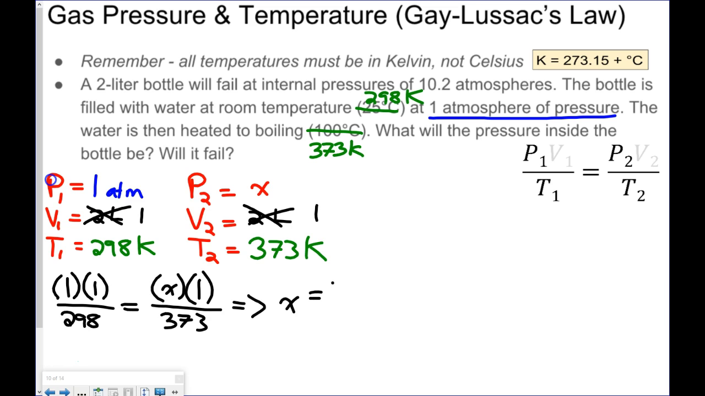I'm going to solve for x, and I'm going to get 1.25, same unit I start with, so I'm going from atmospheres. Sadly, there will not be any explosion. The 2-liter won't fail until 10 atmospheres. I'm going to have to heat it up way more. Don't try that at home, kids, but no explosion with this one.